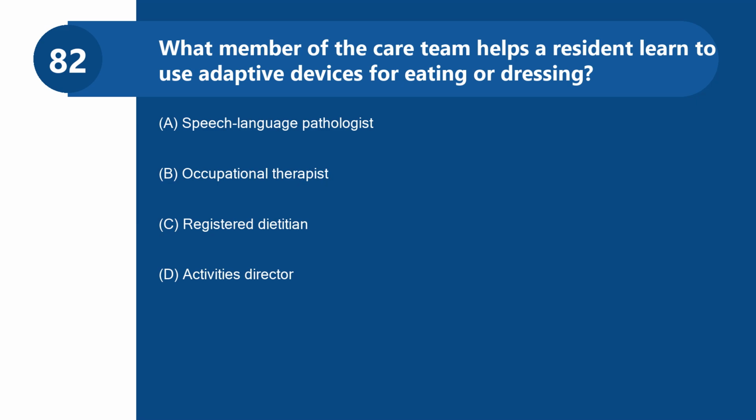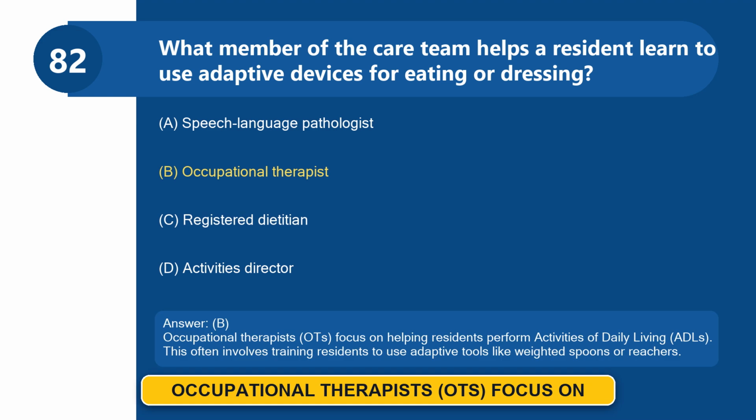Question 82. What member of the care team helps a resident learn to use adaptive devices for eating or dressing? Option A, speech-language pathologist. Option B, occupational therapist. Option C, registered dietitian. Option D, activities director. The correct answer is option B, occupational therapist.